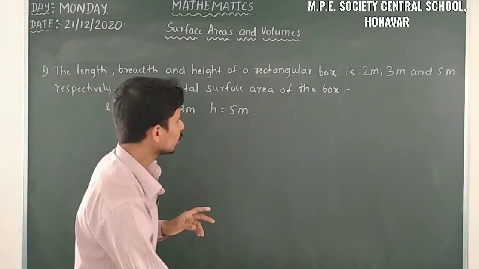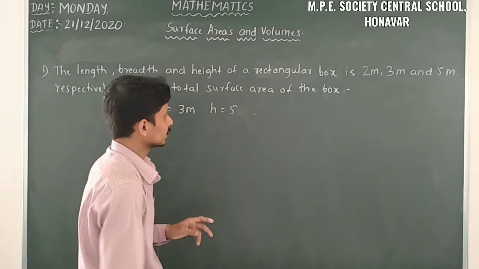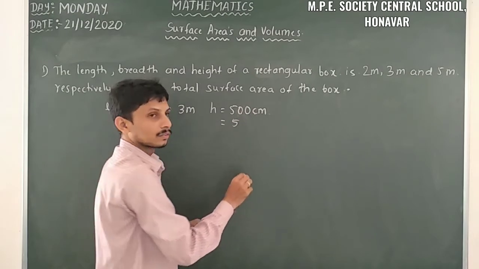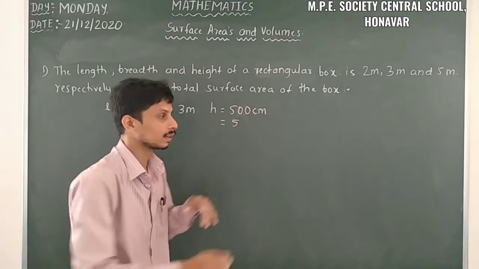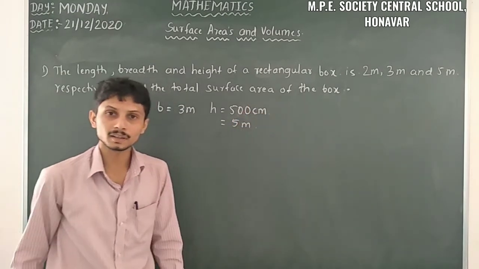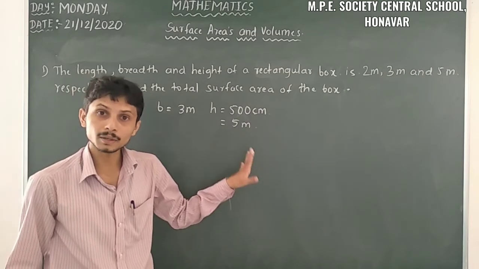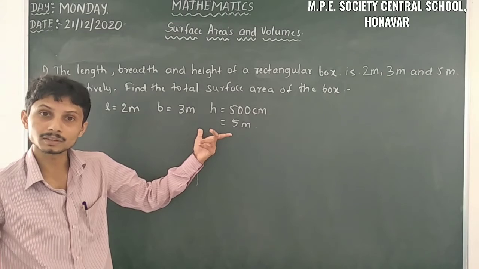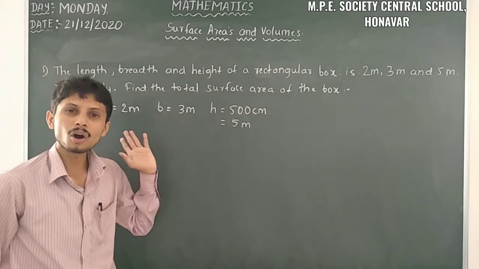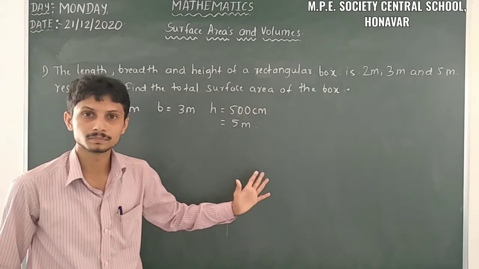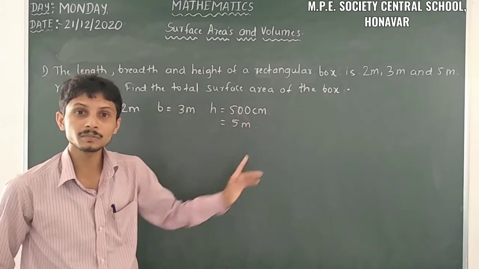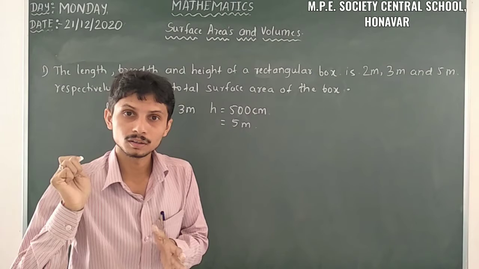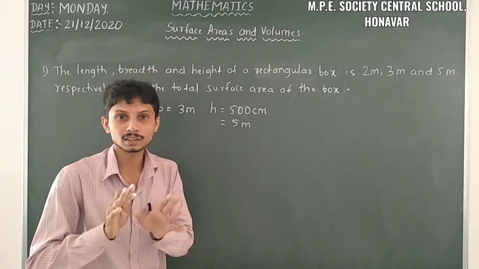Sometimes it is given as 500 centimeter. For example, if 500 centimeter is given, then we have to convert 500 into meter by multiplying by 10 raised to minus 2, that is dividing by 100. Then it converts to 5 meter. Otherwise, if it is possible, you can take all in centimeter also, like 200 centimeter, 300 centimeter. That means all the units must be the same before you insert the values in the formula. Otherwise the answer will be wrong.